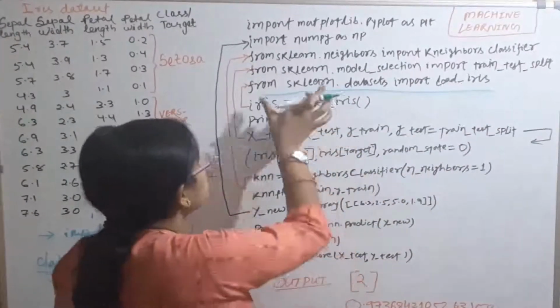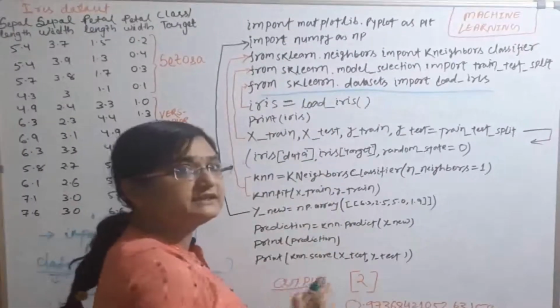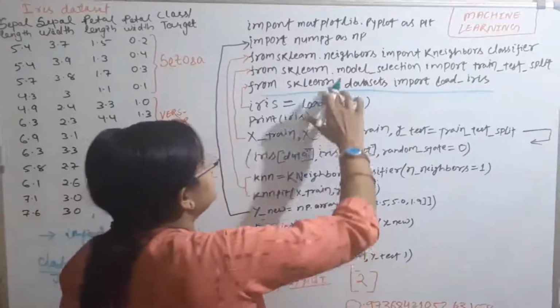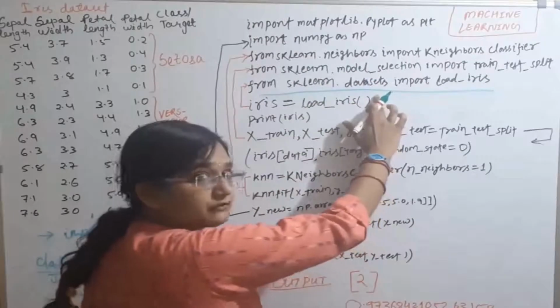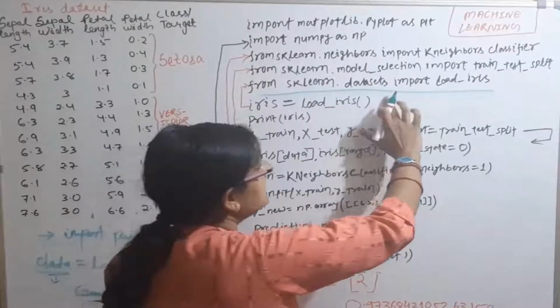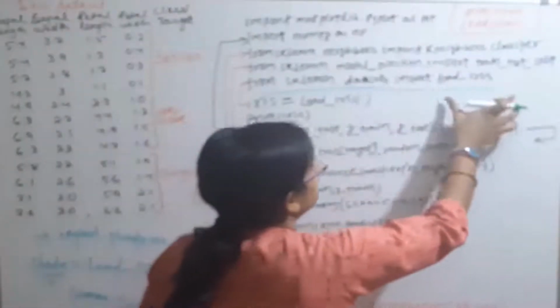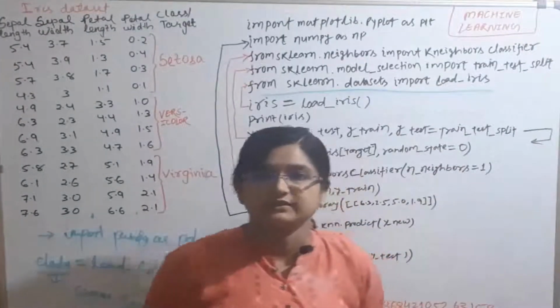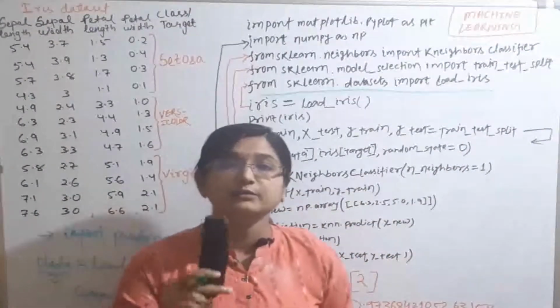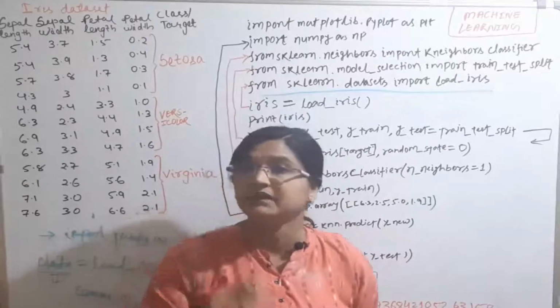First we have to go to the sklearn library. Inside the sklearn library I have the datasets folder. Inside datasets I have to import the load_iris function, so that I can input my iris dataset in my coding.